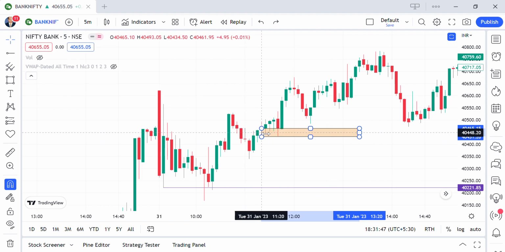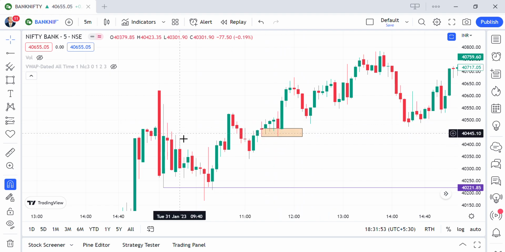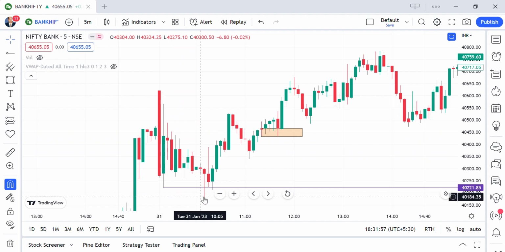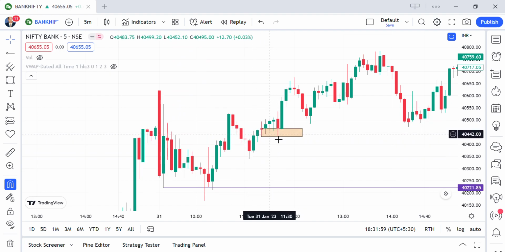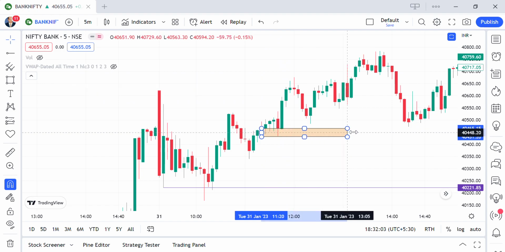So this is another significant market makers footprint. Earlier they were pounding the highs of each candle to create a lower low. Now they are pounding the lows of each candle to create a higher high. So this is a significant market move.